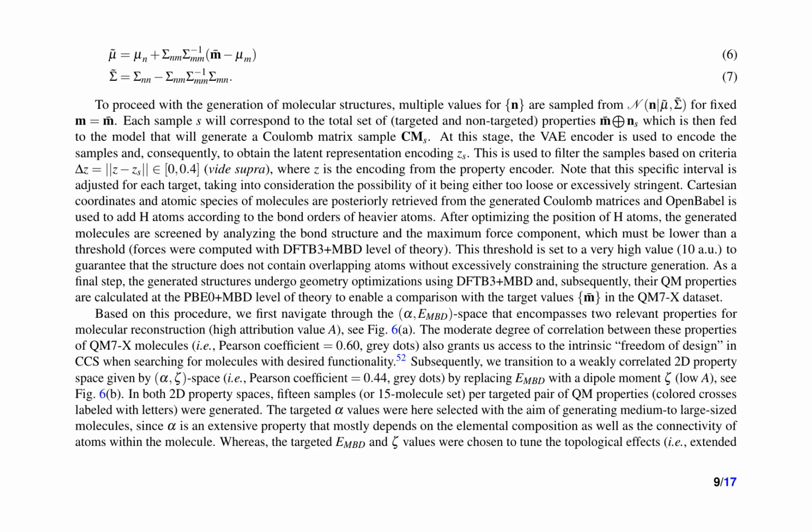The procedure is applied to navigate through the α-EMBD space and α-ζ space, which are two relevant property spaces for molecular reconstruction. The moderate degree of correlation between these properties of QM7X molecules allows for the intrinsic freedom of design in CCS when searching for molecules with desired functionality. 15 samples per targeted pair of QM properties are generated in both 2D property spaces, with targeted α values selected to generate medium to large-sized molecules and targeted EMBD and ζ values chosen to tune the topological effects.